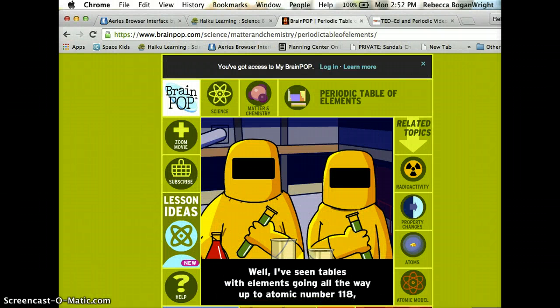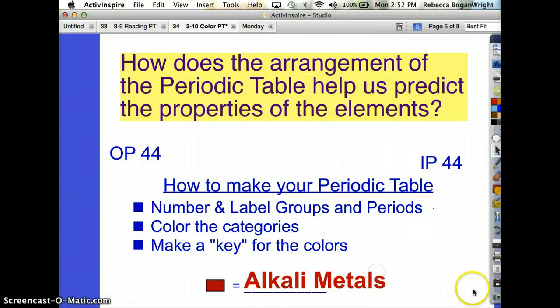All right, thanks for listening to that review. Let's go back to how we're going to create our periodic table. Pay very close attention because some of the categories have different names than what the Brain Pop said. So if you turn to OP and IP 44, you have a periodic table, and here's how you're going to create your periodic table and show one of the arrangements of the periodic table by their categories.